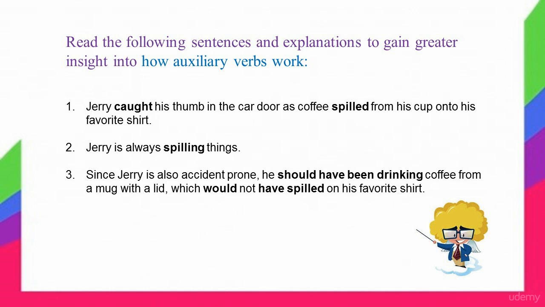In sentence 1, caught and spilt, single-word verbs, describe quick, one-time actions of both Jerry and his messy coffee. This sentence does not contain an auxiliary verb. Since Jerry often has unfortunate accidents, is spilling communicates the frequency of his clumsy actions in sentence 2. In sentence 3, the auxiliary verbs that make up should have been drinking and would have stained express time relationships as well as an evaluation of Jerry's actions.